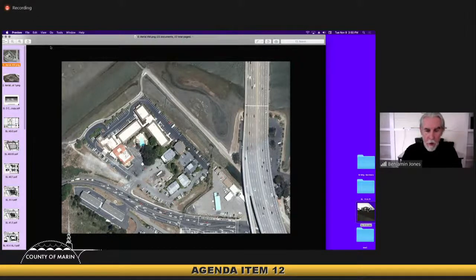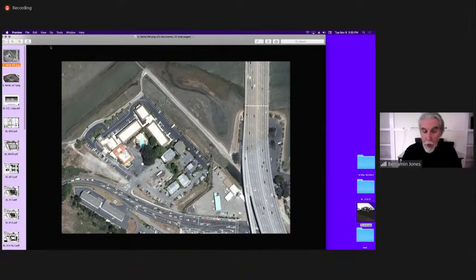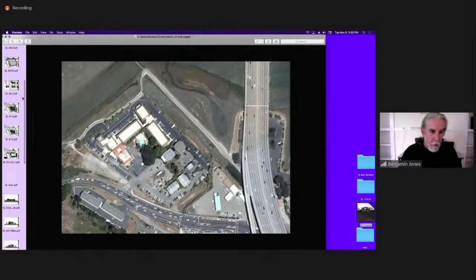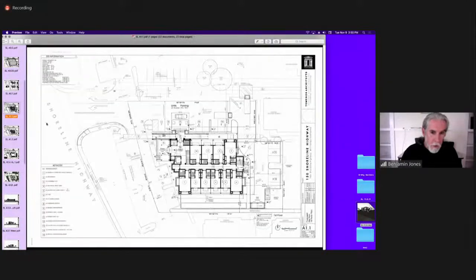Okay, so I did have 20 drawings ready to show to the board just to give you a sense of what the project's about. It's always good to understand what you're trying to approve. I'm wondering if you could fast forward to the parking, just to answer my question around the potential. Yes, absolutely.